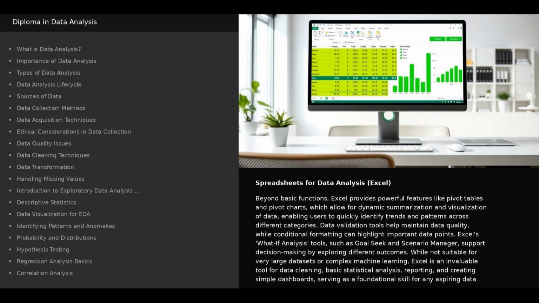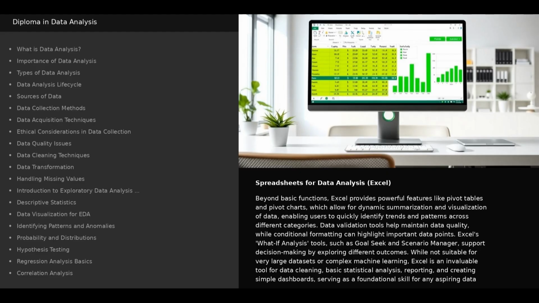Beyond basic functions, Excel provides powerful features like pivot tables and pivot charts, which allow for dynamic summarization and visualization of data, enabling users to quickly identify trends and patterns across different categories. Data validation tools help maintain data quality, while conditional formatting can highlight important data points. Excel's what-if analysis tools, such as Goal Seek and Scenario Manager, support decision-making by exploring different outcomes.